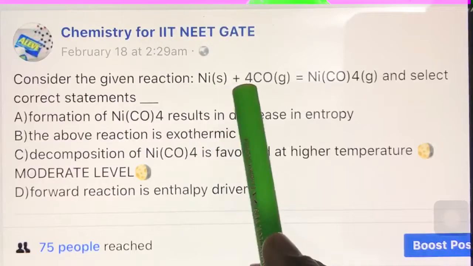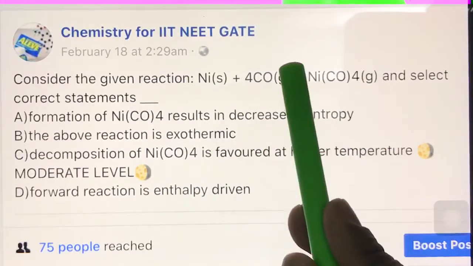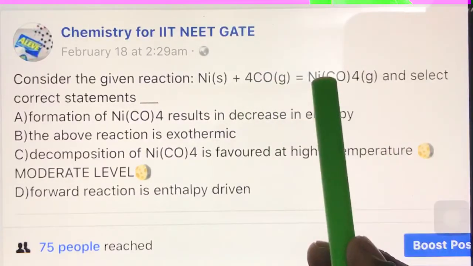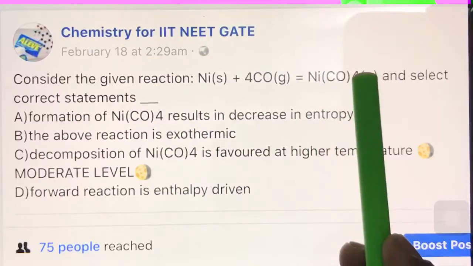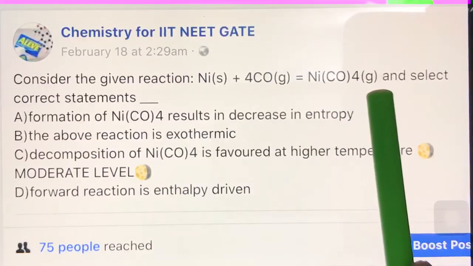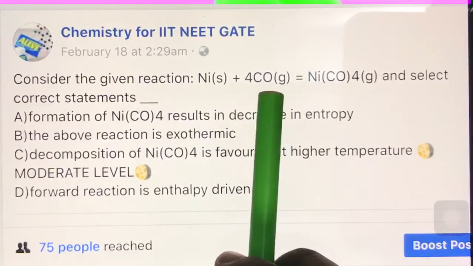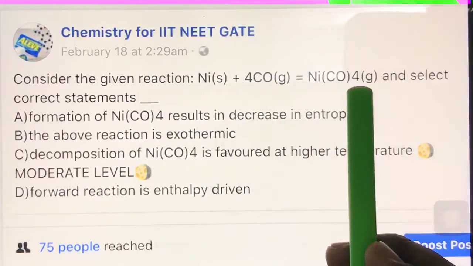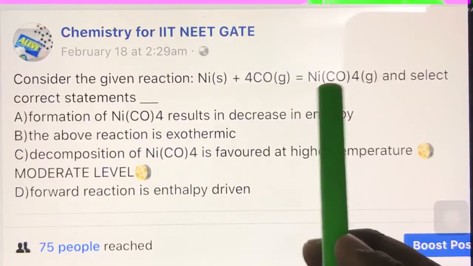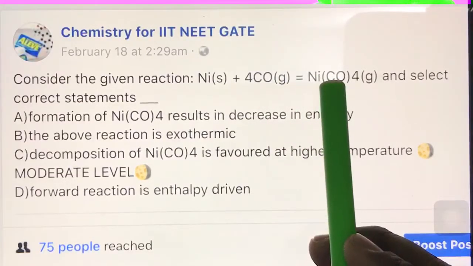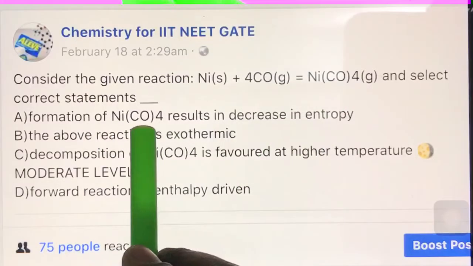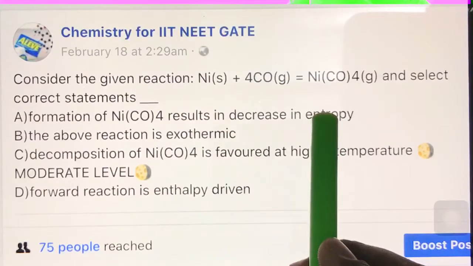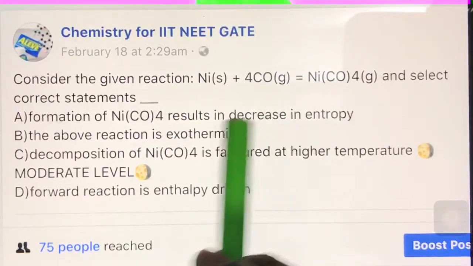If we consider this reaction, we see that on the reactant side there are 4 moles of gaseous carbon monoxide molecules, but here only 1 mole of gaseous NiCO4 is present. So the number of moles of gaseous molecules decreases as the reaction proceeds in the forward direction, and that is the reason the entropy change is negative for this reaction. So formation of NiCO4 results in decrease in entropy. This is absolutely correct. Okay, coming to the next.